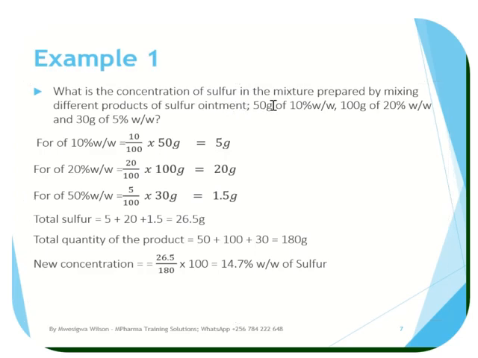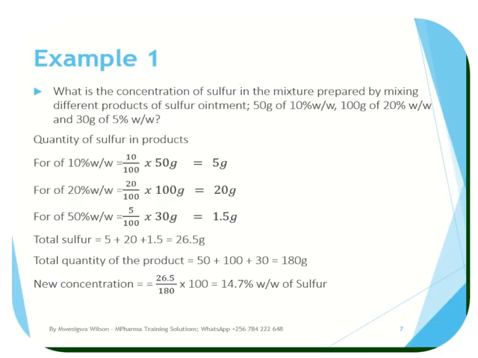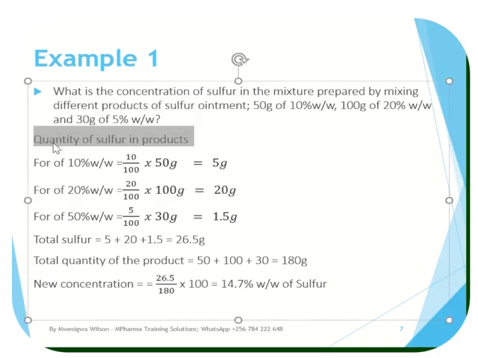So I'm having all these products having the sulfur. This is the strength of sulfur, the strength of sulfur, and the strength of sulfur. So remember we said procedure 1, get the quantity of the active. So even you can just write them there: the quantity of sulfur in a product. You can illustrate it like that, will be easier for us to get.